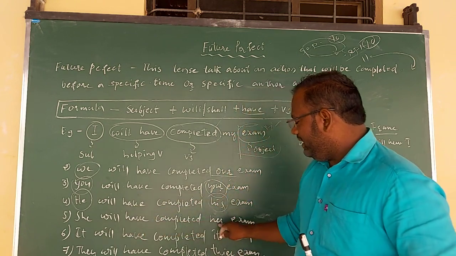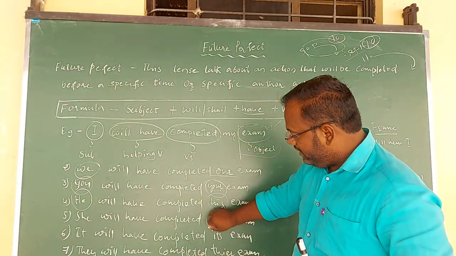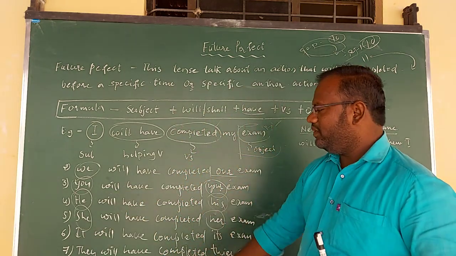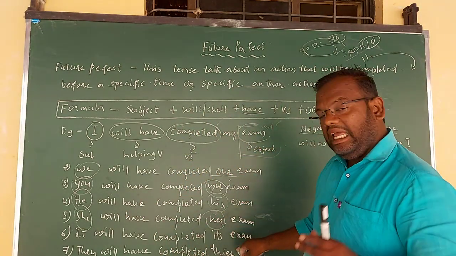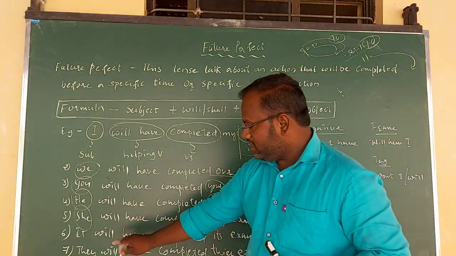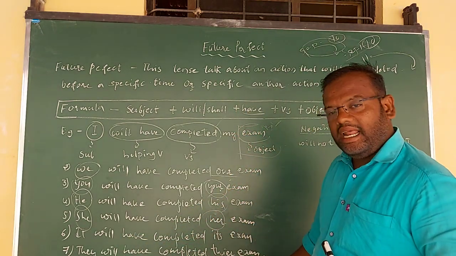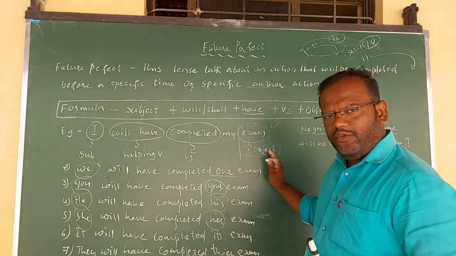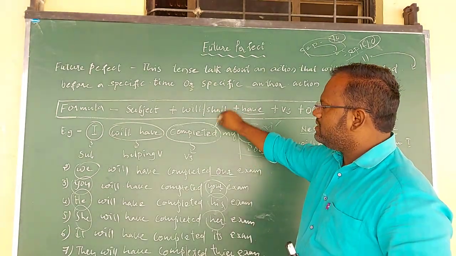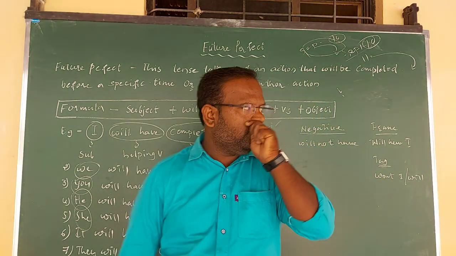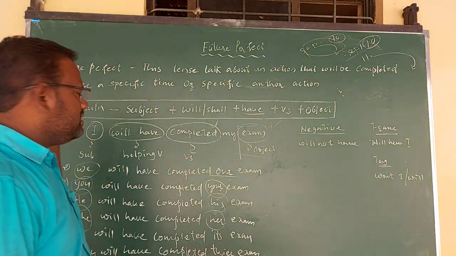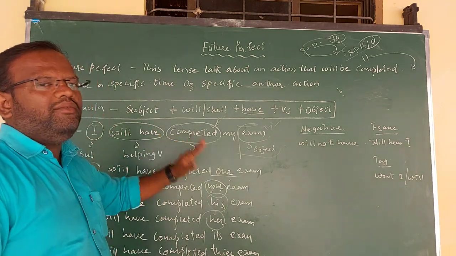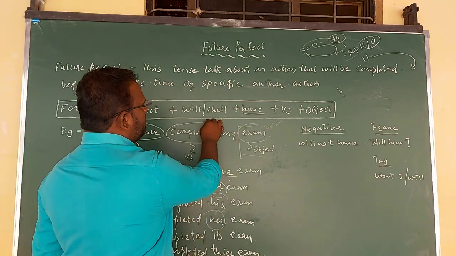She will have completed her exam. Why her here? Because we have taken she as a subject. It will have completed its exam. Next, they will have completed their exam. Hope you are understanding the things. Or else, if you are feeling any difficulties with this verb, you can take any other verbs. As I have told you, work. Let us take work as another example, another form of a verb, and with the help of work, we will make some sentences.